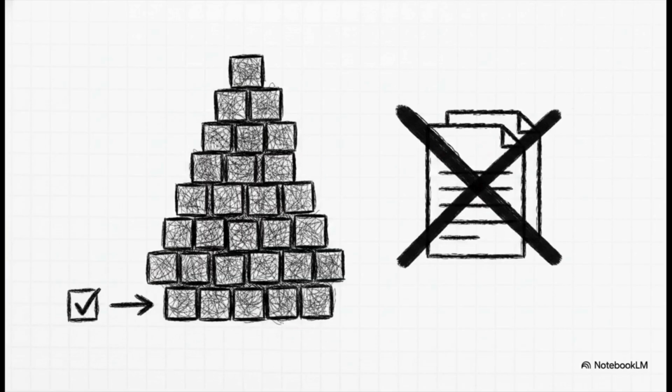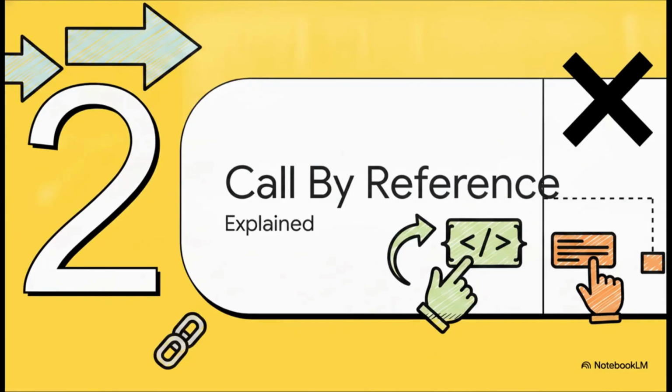Think about it. If you pass a massive array with, say, 10,000 elements into a function, the compiler doesn't waste time making 10,000 brand new copies. It does something way smarter, and honestly, way more efficient. Which brings us to section 2, call by reference explained.